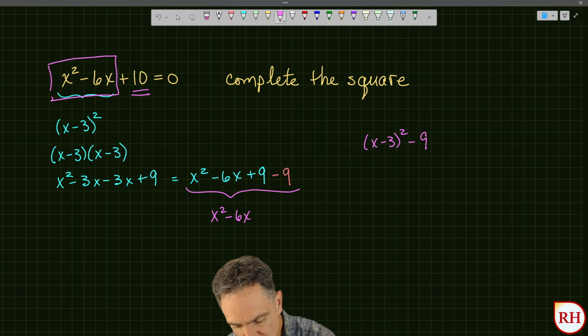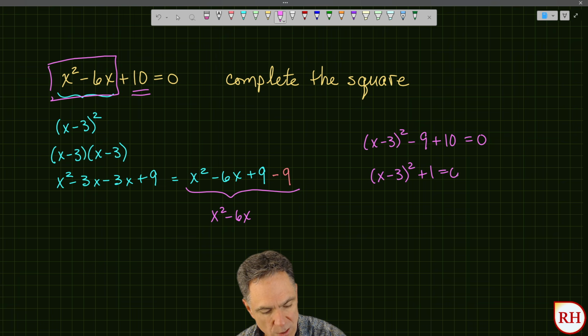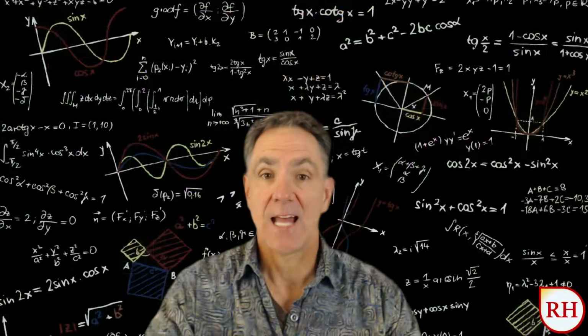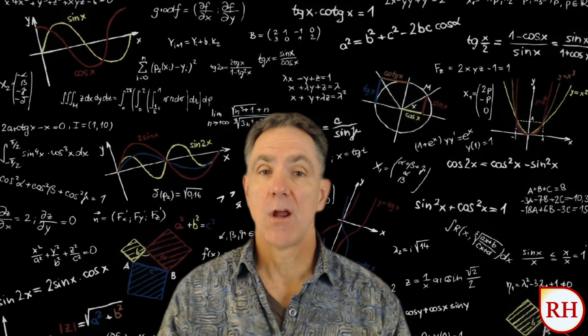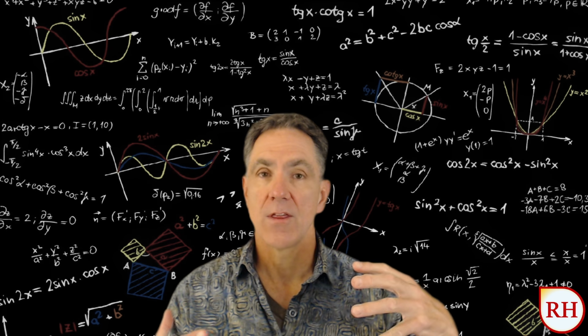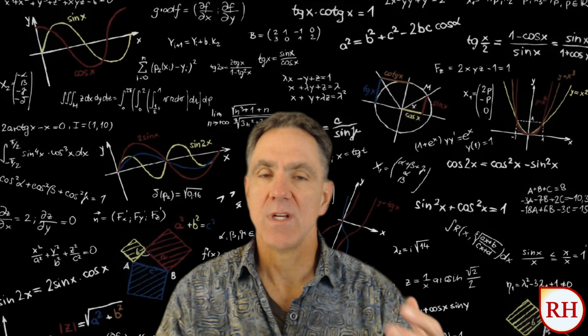And now, of course, we have to add in the plus 10 is equal to 0. We do that addition, and we have x minus 3 quantity squared plus 1 equals 0. And we've completed the square. We have a re-representation for the same equation that provides us with different information. This is the type of thing that we can talk about at length to help you not only with the conceptual understanding, but also with what are we doing, how are we doing it, why are we doing it, all the pieces.